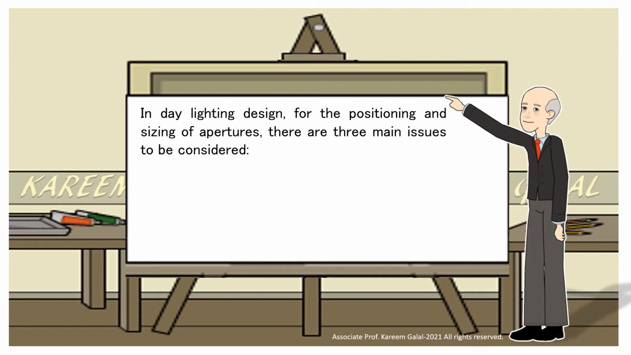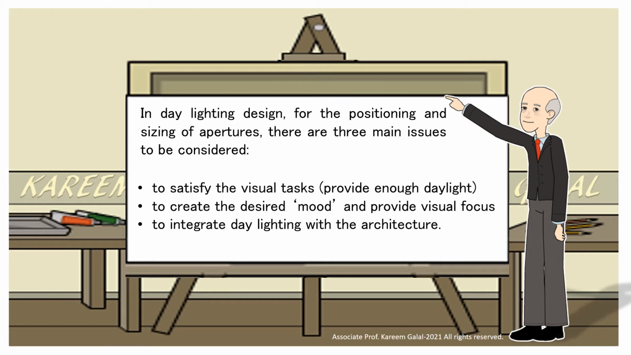In daylighting design, for the positioning and sizing of apertures, there are three main issues to be considered. To satisfy the visual tasks, provide enough daylight. To create the desired mood and provide visual focus. To integrate daylighting with the architecture.